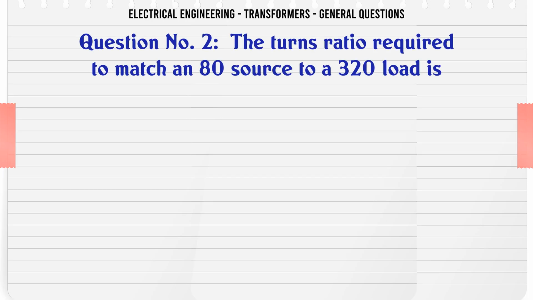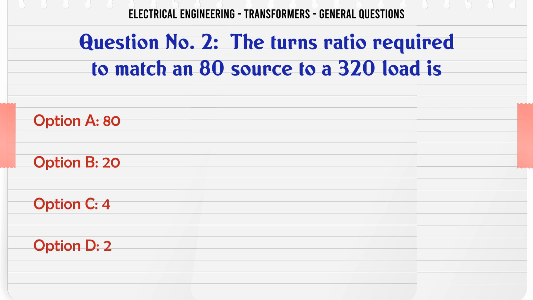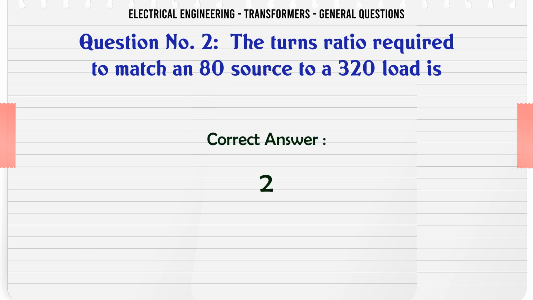The turns ratio required to match an 80 Ω source to a 320 Ω load is A. 80, B. 20, C. 4, D. 2. The correct answer is 2.